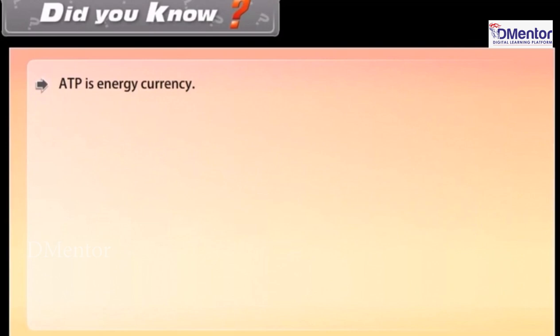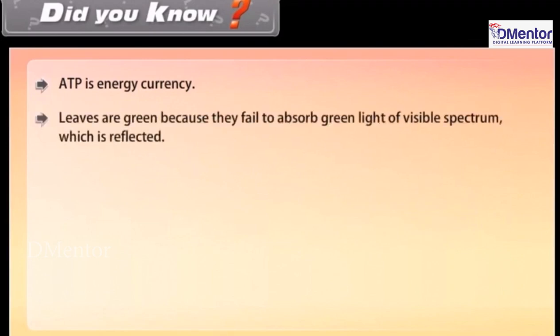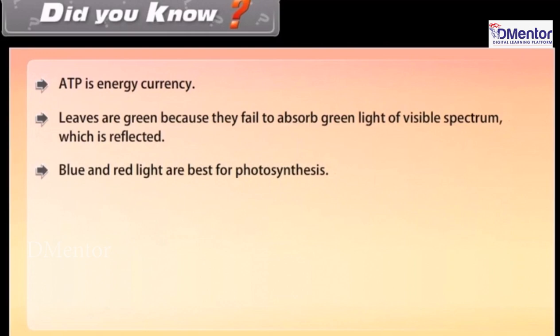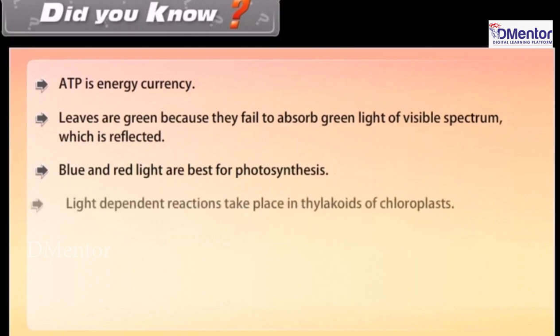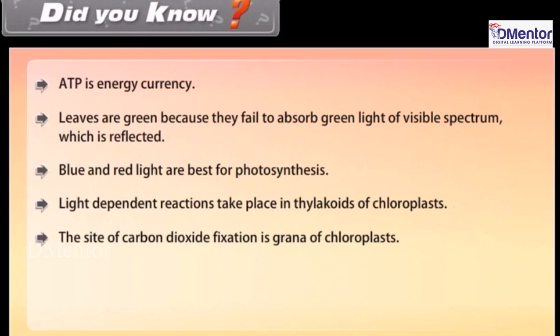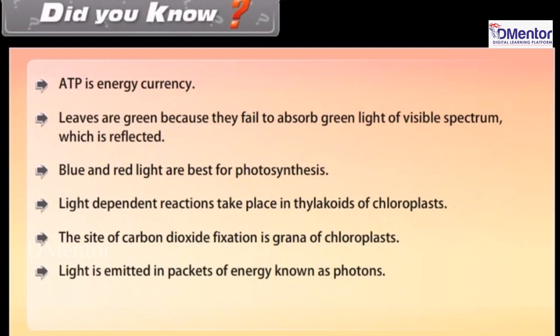Did you know? ATP is the energy currency. Leaves are green because they fail to absorb green light of the visible spectrum, which is reflected. Blue and red light are best for photosynthesis. Light-dependent reactions take place in thylakoids of chloroplasts. The site of carbon dioxide fixation is the stroma of chloroplasts. Light is emitted in packets of energy known as photons. The splitting of water is known as photolysis.